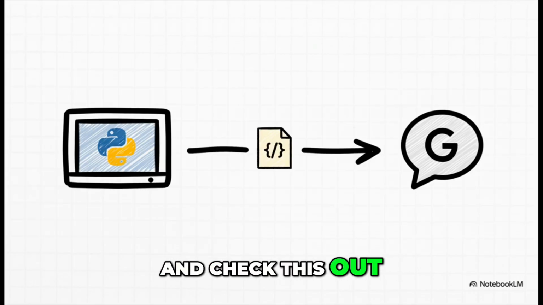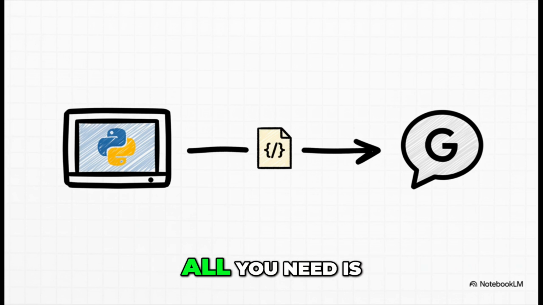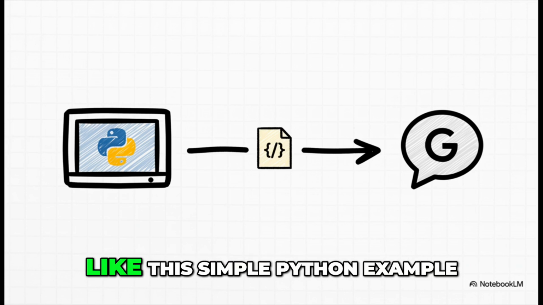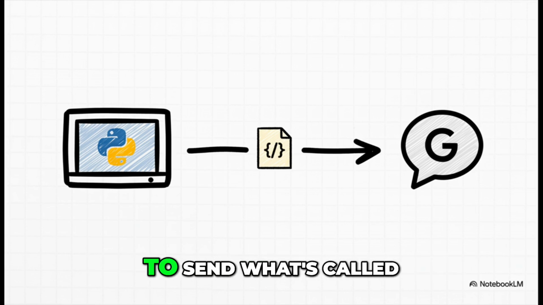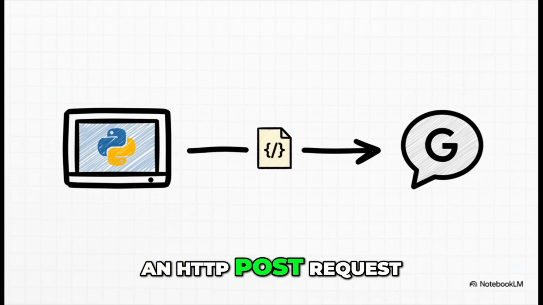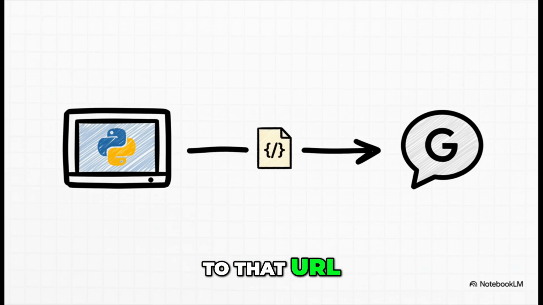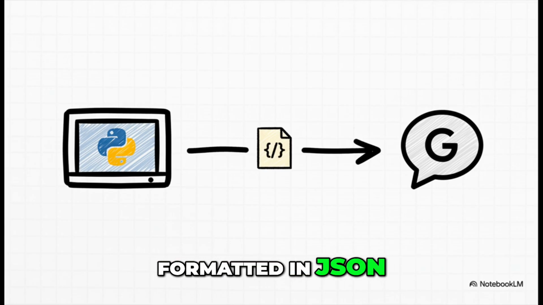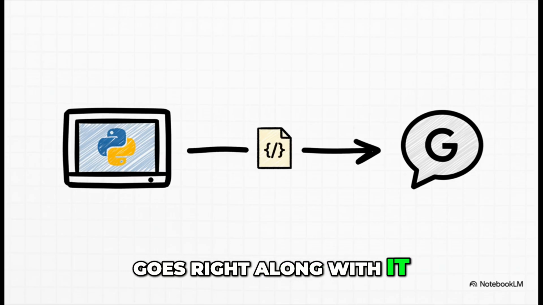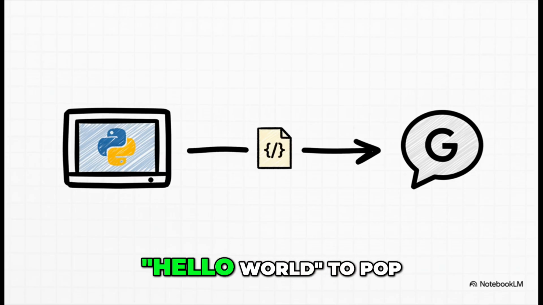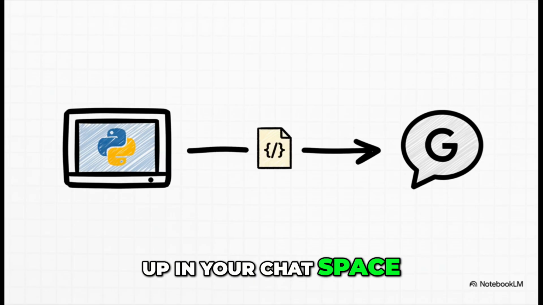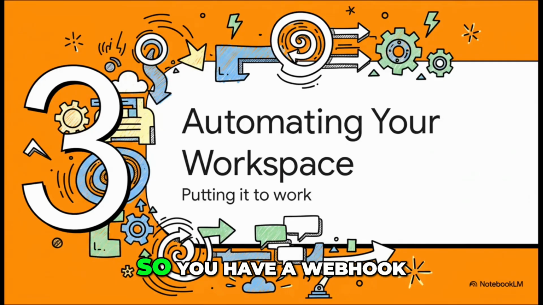And check this out. This shows you exactly how to use that URL you just copied. All you need is a tiny little script like this simple Python example to send what's called an HTTP POST request to that URL. The body of your message, formatted in JSON, goes right along with it. And just like that, you can get a hello world to pop up in your chat space. It's that easy.